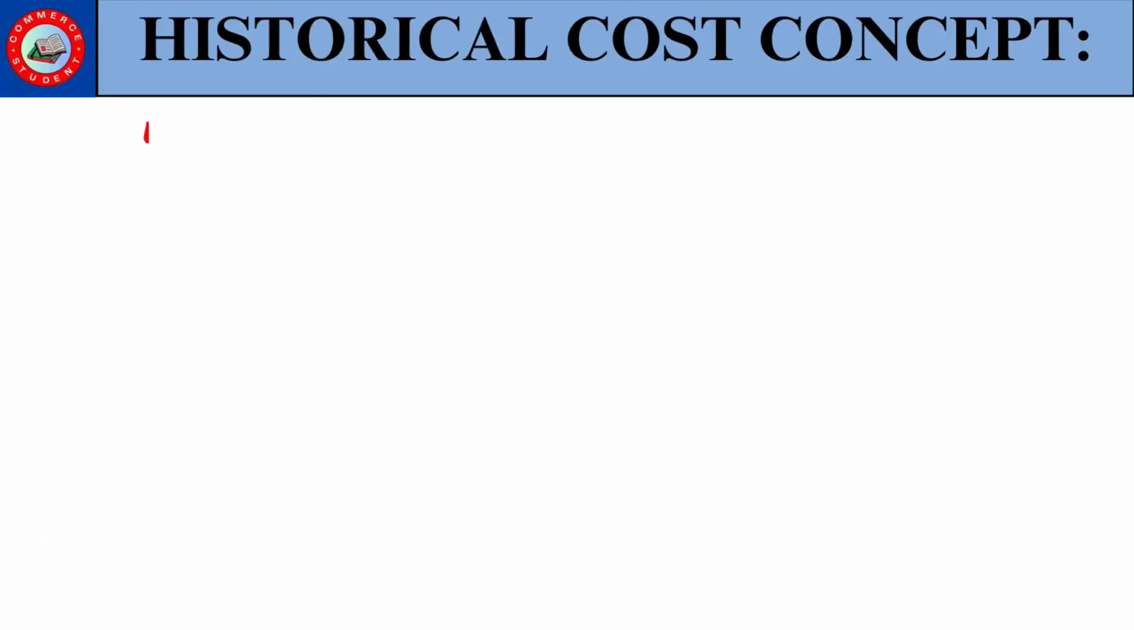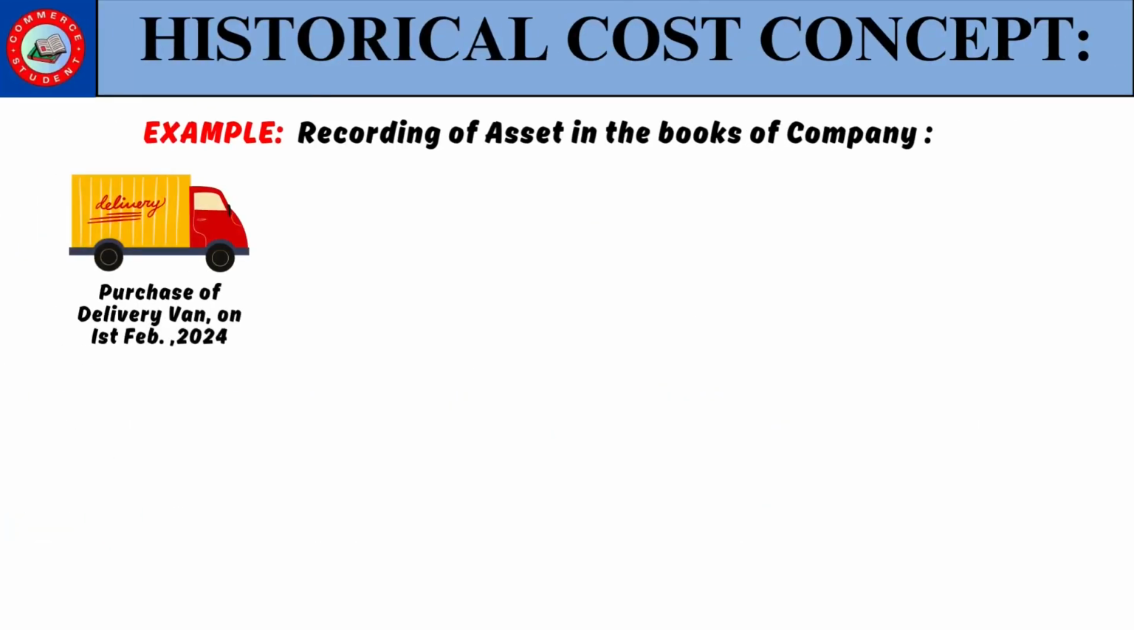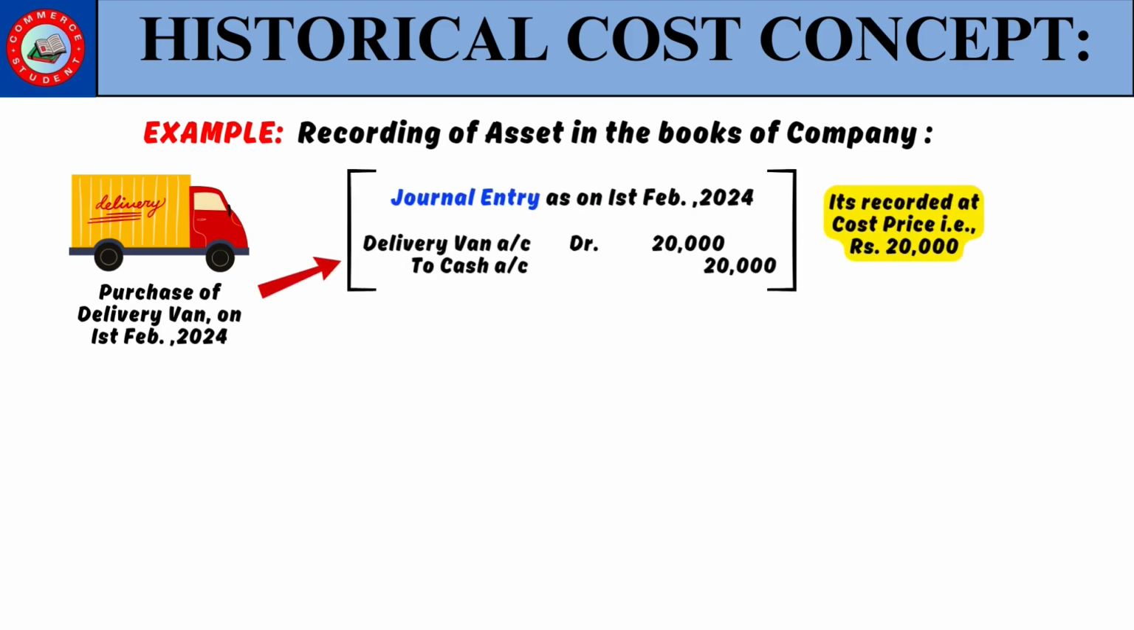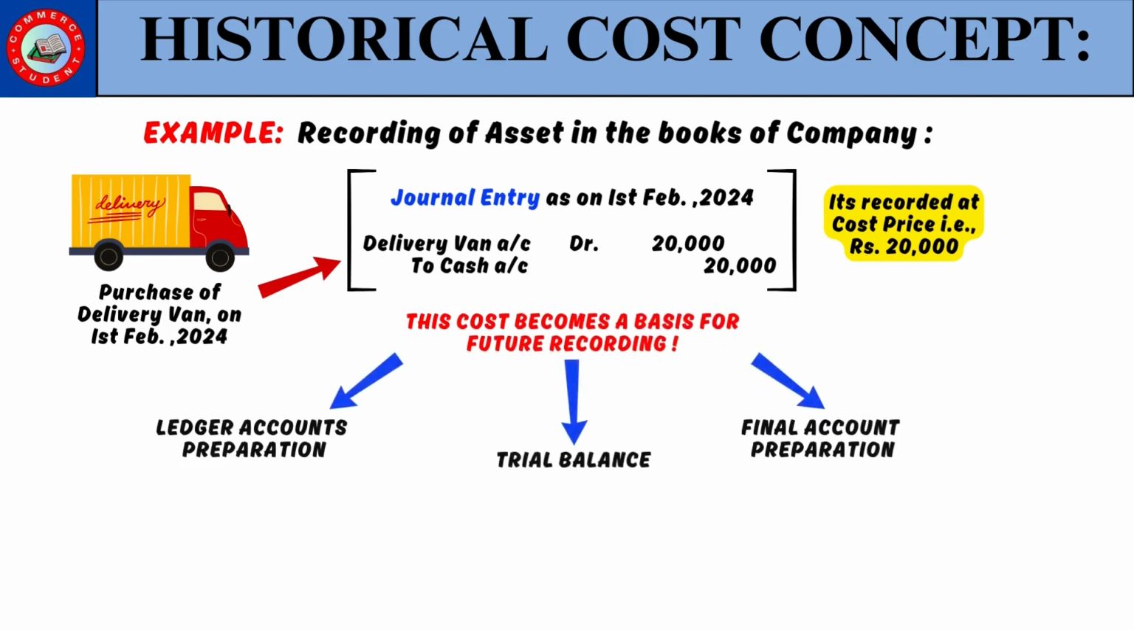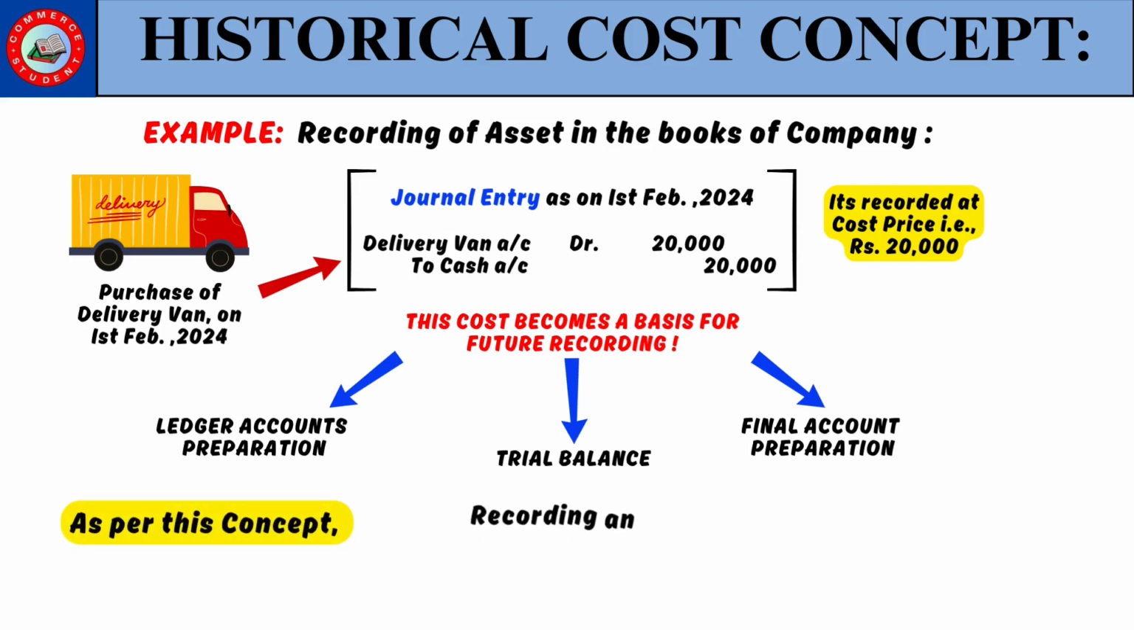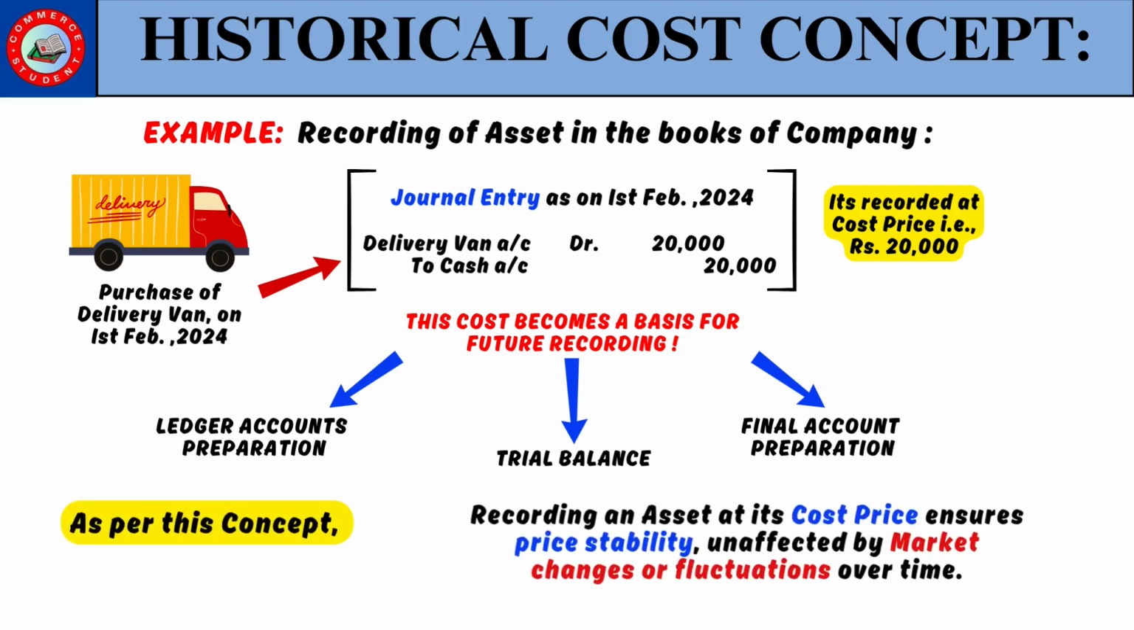Suppose a company buys a delivery van for 20,000 rupees. Now, according to this concept, the company has to record this van on its books at the purchase price, which is 20,000 rupees. And this price will become a basis for record keeping of van in future periods, even if the market value of van increases or decreases. If it increases to 25,000 rupees, the company would still report this van on its books at 20,000 rupees. This ensures consistency and accuracy in financial reporting.